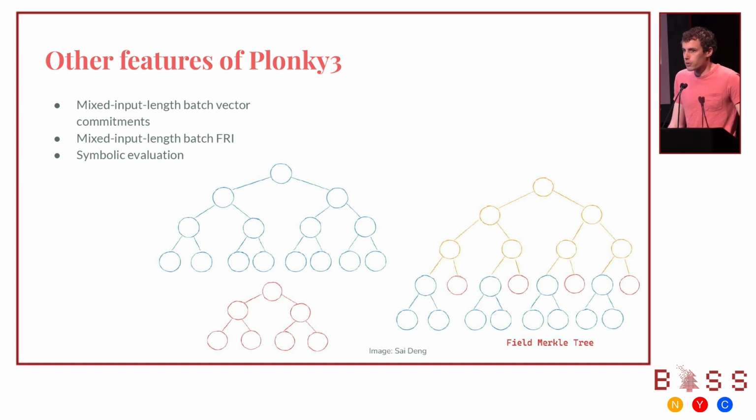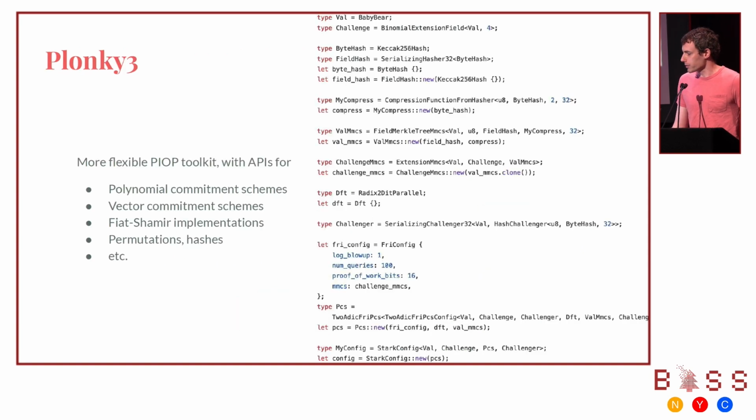Plonky3 also supports symbolic evaluation, so we can do things like write our constraints just once, and then if we need something like a solidity verifier or a Groth16 verifier, we can evaluate constraints symbolically, get essentially an AST of constraints, and compile that to solidity or whatever format we need. And it's also just a more flexible toolkit for building polynomial ILPs.